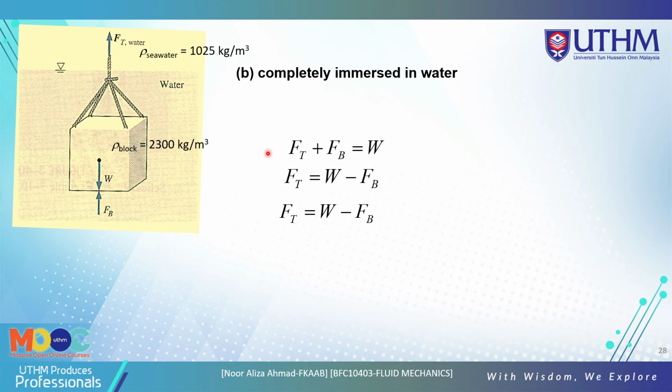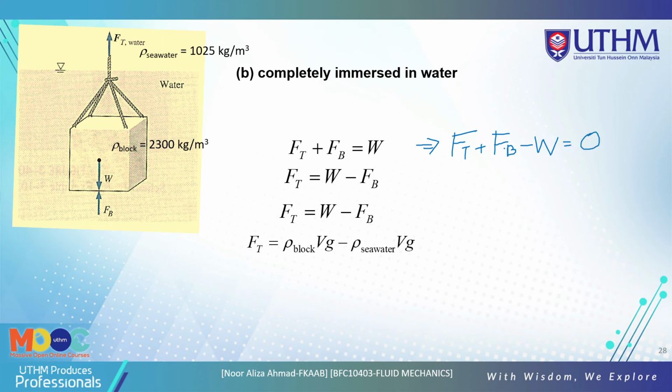So you must have the equation for this FT. FT plus FB, because they go upward. The arrow is upward, so this is plus. FT plus FB is equal to W. The W is negative because it acts downward, so you can write FT plus FB minus W equals 0 for equilibrium.